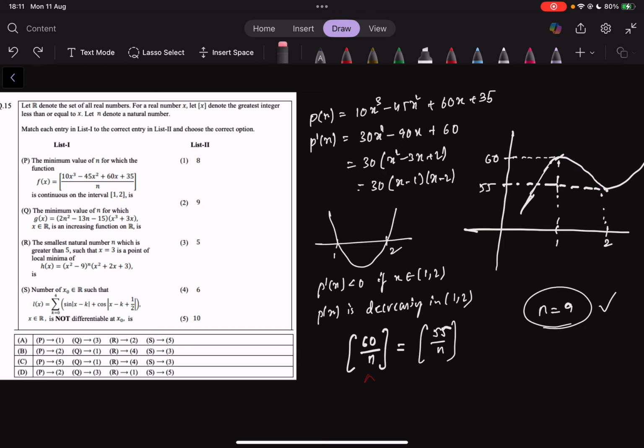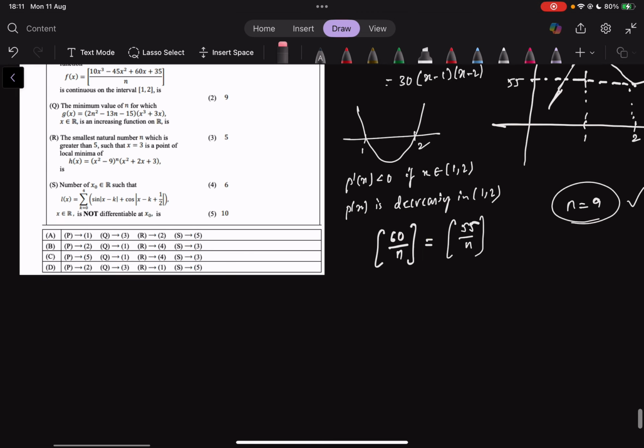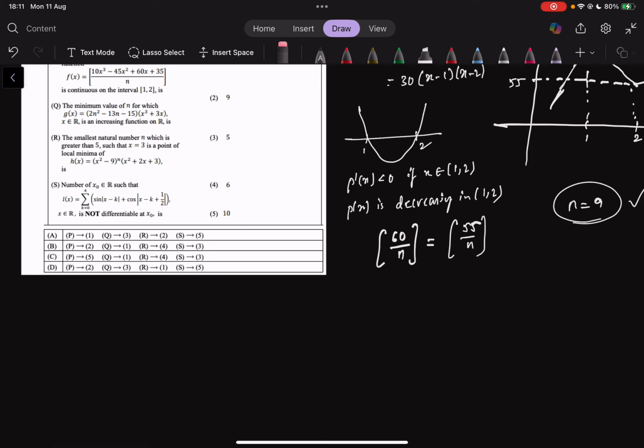So that's the reason why our minimum value of n, the value of n that satisfies this equation, is 9. Now if we take the second question, the minimum value of n for which g of x is an increasing function. So g of x is (2n² − 13n − 15)(x³ + 3x). So g dash of x, the differentiation, will just be (2n² − 13n − 15)(3x² + 3).